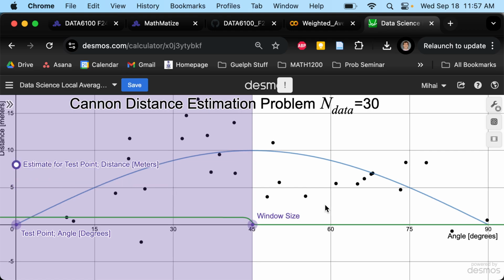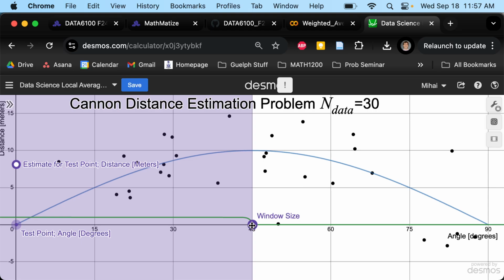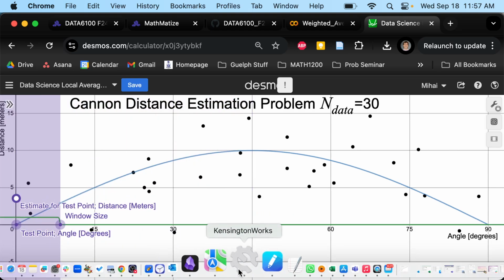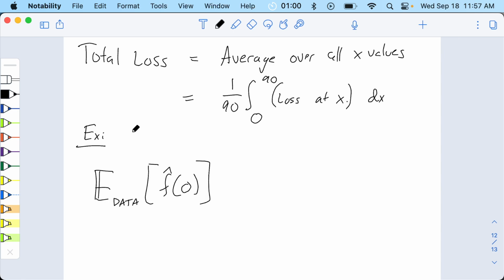Let's write down a formula for the bias, for how big the bias is here. And if you've taken a good calculus class, you will see what's going on in this formula. Let's write that down. So, as an example, let's calculate the average value over the data of f hat of 0. This will be part of the bias at x equals 0 for the cannonball problem.